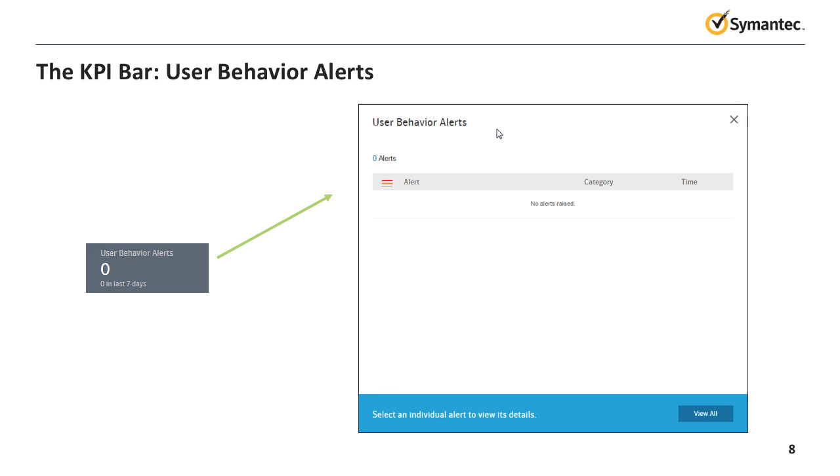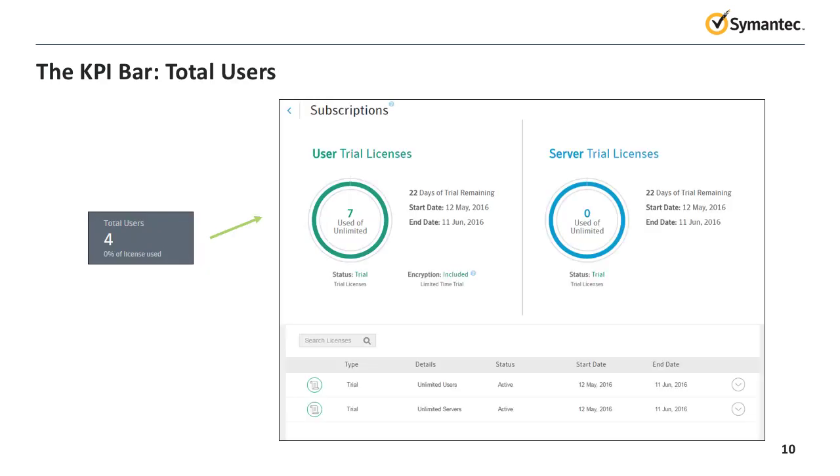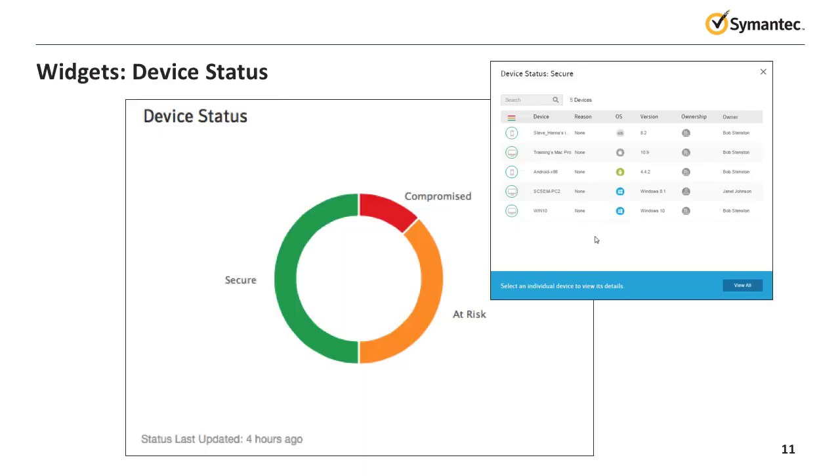The Threat Activity KPI block displays the threat activity events that are raised on endpoints in the last 7 days, and the change in the threat activity count in the last 7 days compared to the previous week. The Total Users KPI block displays the total user and server licenses consumed. The trend value shows the percentage of licenses used out of a total allowance. Drilling down on the KPI block redirects the admin to the subscription page.